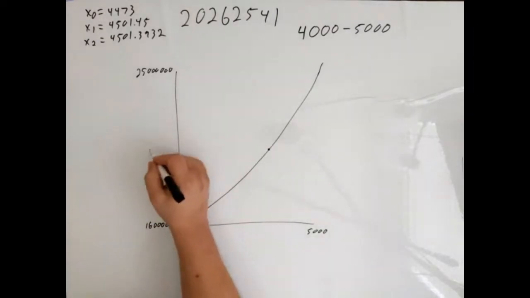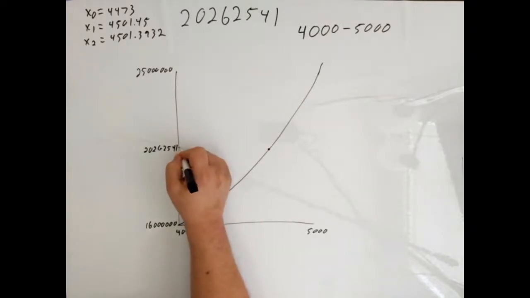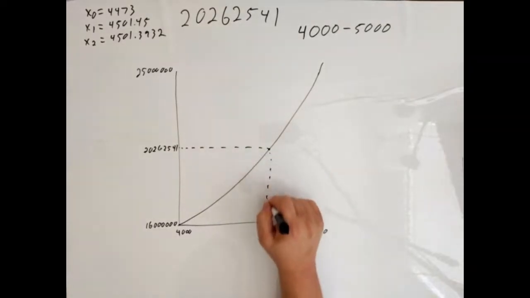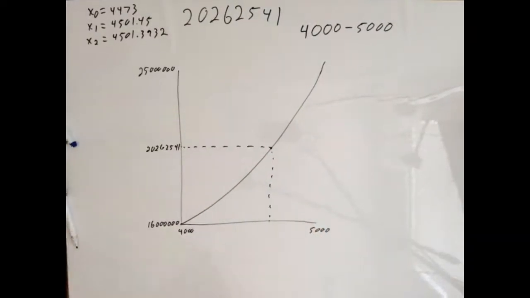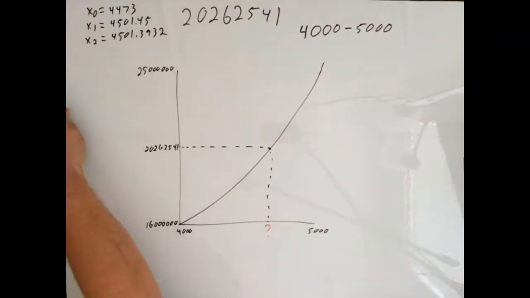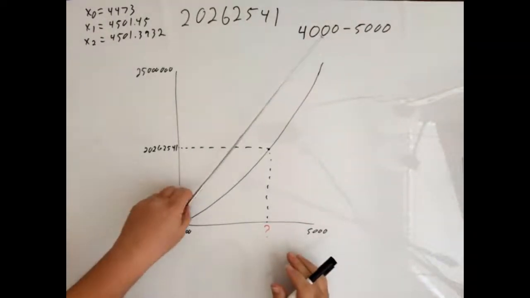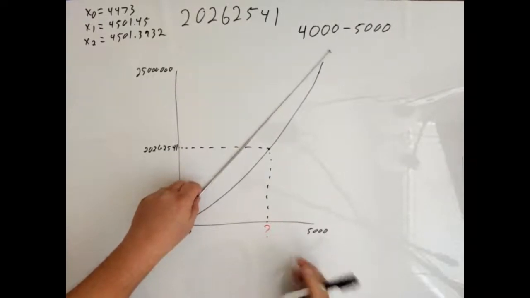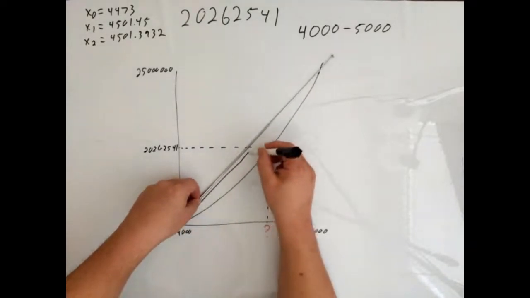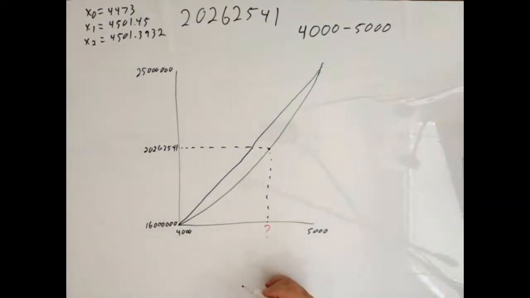Somewhere in there is 20262541, which is about right there. And the number we're trying to find is this one right here. So how do we get started? Well, what I chose to do is to find the linear interpolation, and I'm going to use my pointer to help me here. Draw a line from here to here, and please excuse the non-straightness of that line.